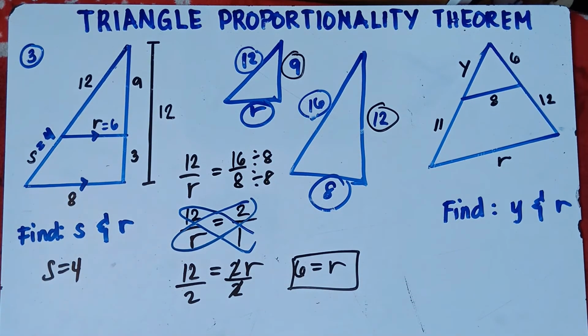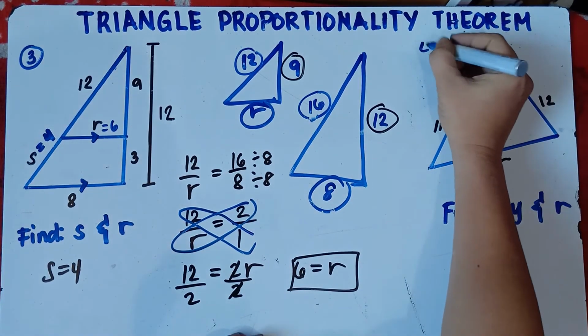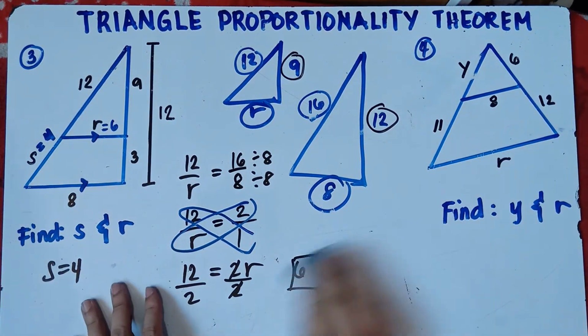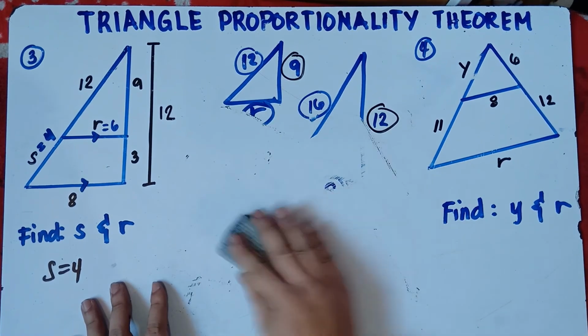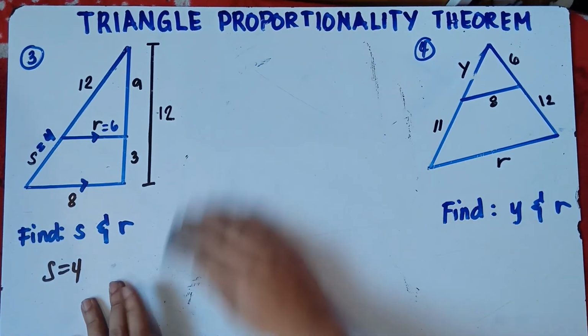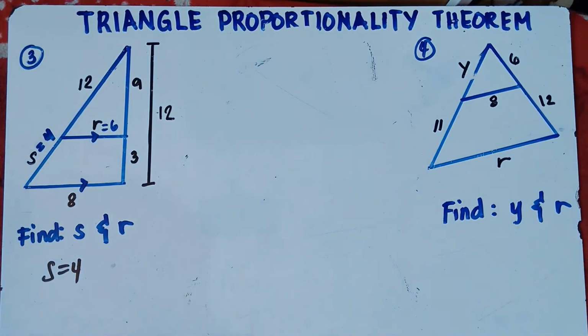Alright, let's try number 4. Number 4, last example, class. I hope you understand this one, class, the Triangle Proportionality Theorem. Alright, number 4. So we're looking for y and for R.